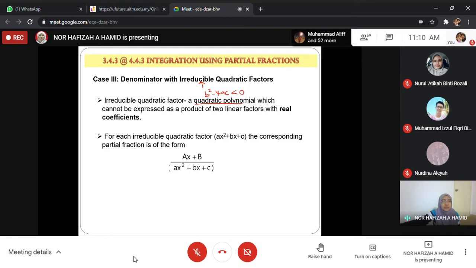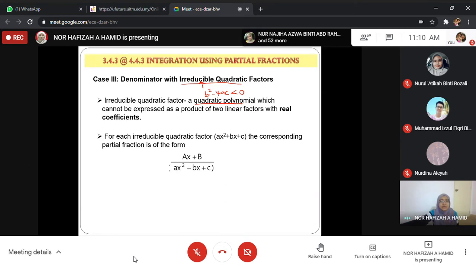Remember what you learned last semester: if b square minus 4ac is less than 0, the roots are in terms of complex numbers. That's why when the quadratic equation has b square minus 4ac less than 0, we call it an irreducible quadratic factor. So it cannot be factorized into real coefficients.